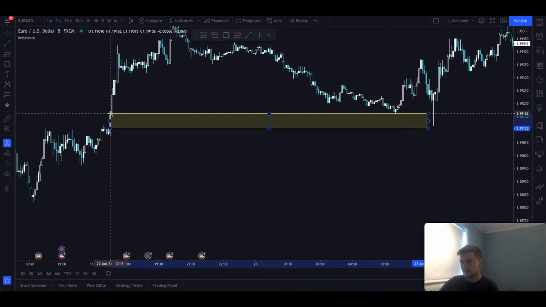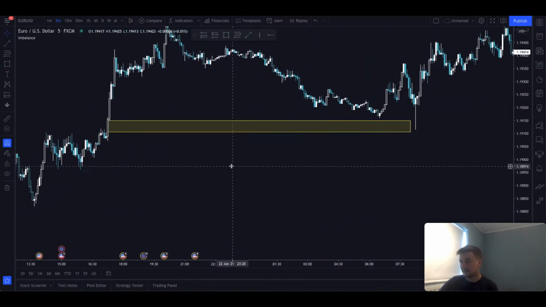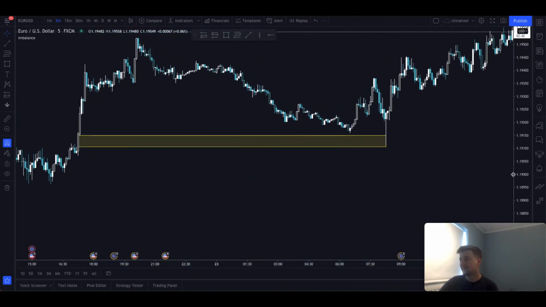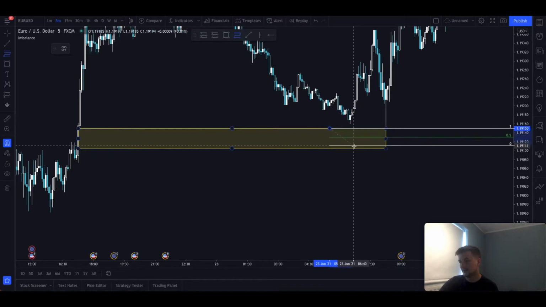But here, you could narrow it down to the 5 minute. Got a little bit of imbalance right there. Now money has to be taken. And lo and behold, price wicks into it. This would be your perfect setup. And you would enter at 50% of the imbalance as shown.